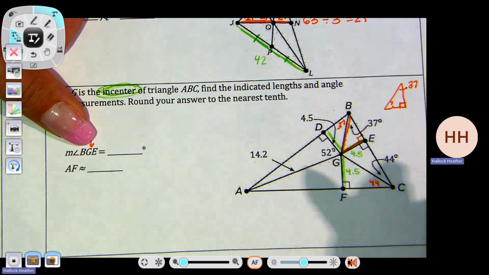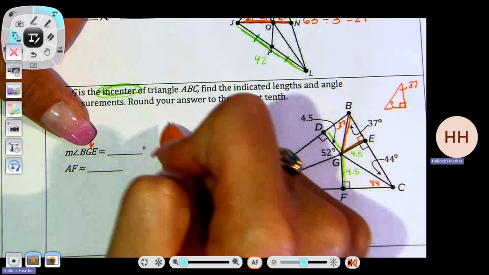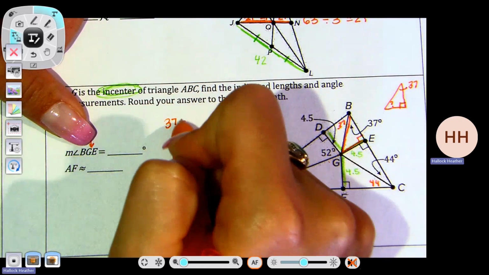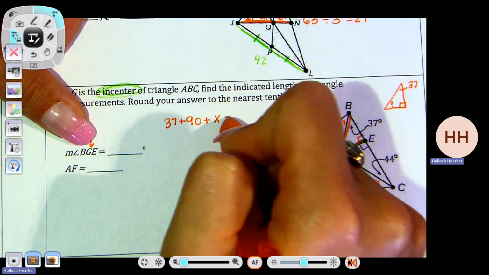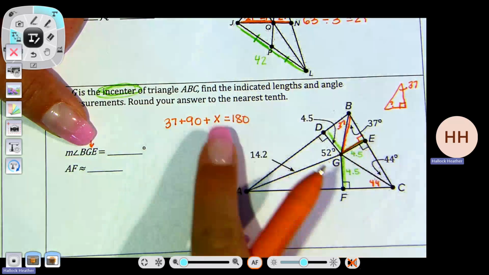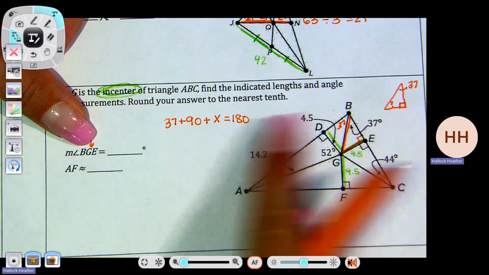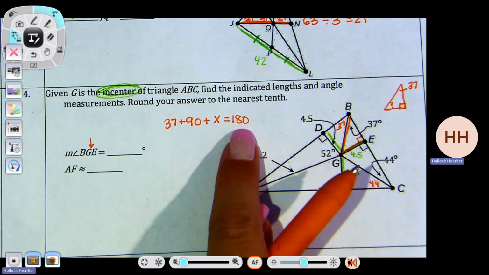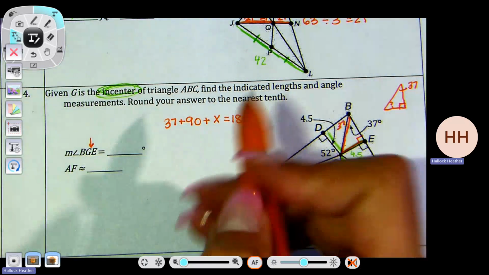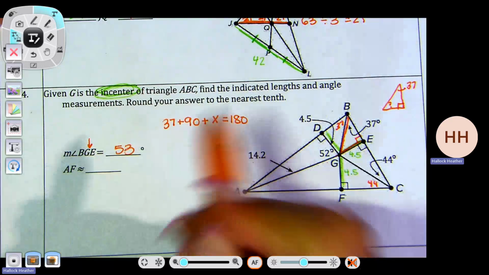A triangle adds to make 180. So I'm doing 37 plus 90, and I'm subtracting it from 180 because some other angle, I'll call it X, needs to add to make 180. So if you add these and subtract from 180, you end up getting 53 degrees.